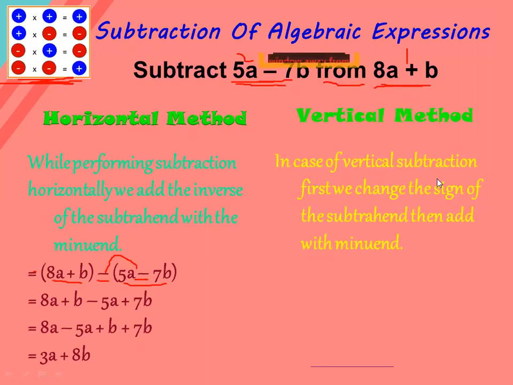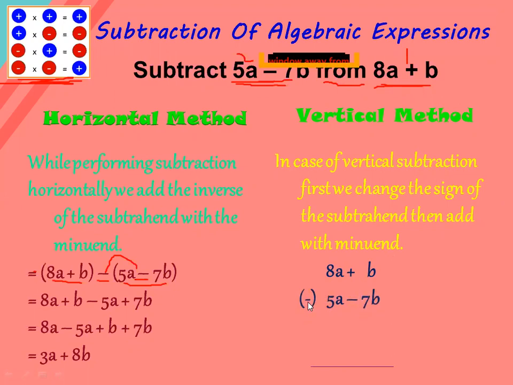In case of vertical subtraction, first we change the sign of the subtrahend. Means we are going to write down the additive inverse of the subtrahend. So first we will decide which one is the minuend and which one is the subtrahend. So 8a plus b will be the minuend, and this will be your subtrahend. First you will write 8a plus b, because this is your expression number 1, and then you will write expression number 2, that is 5a minus 7b.